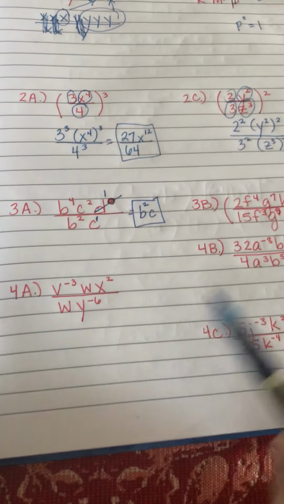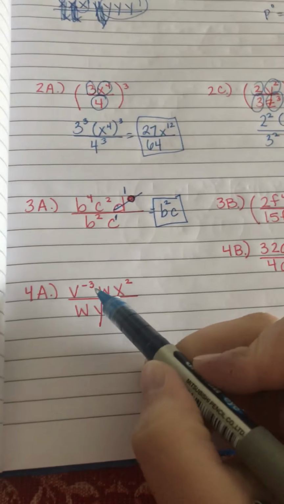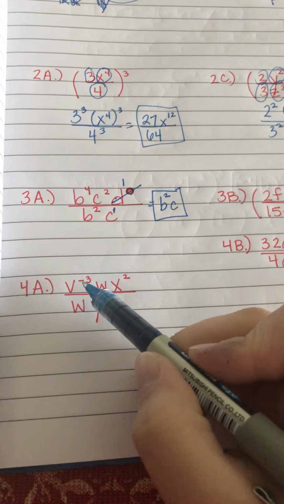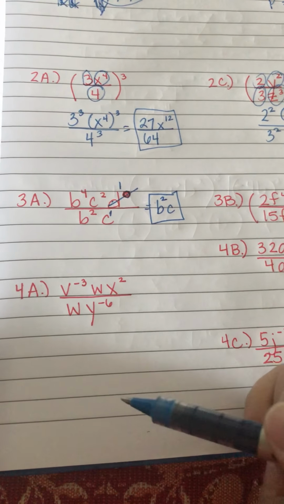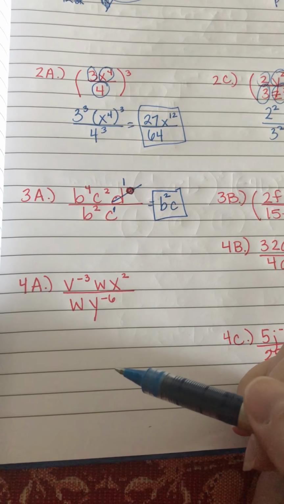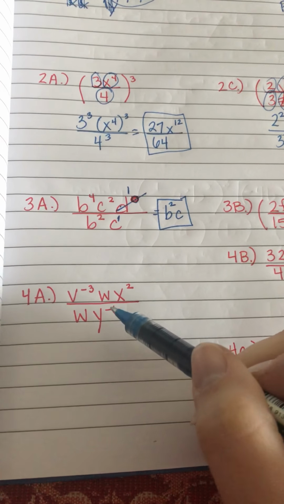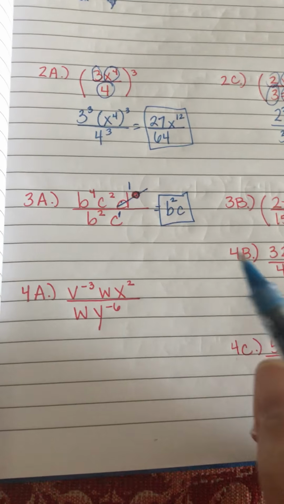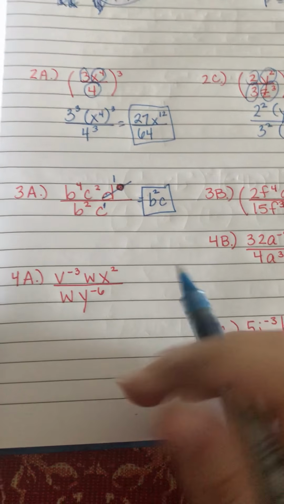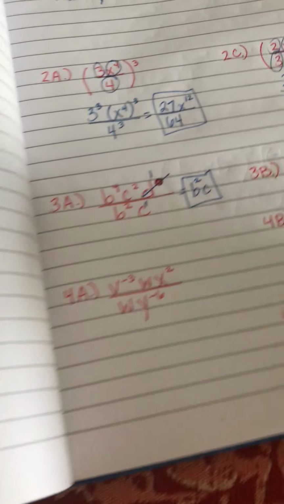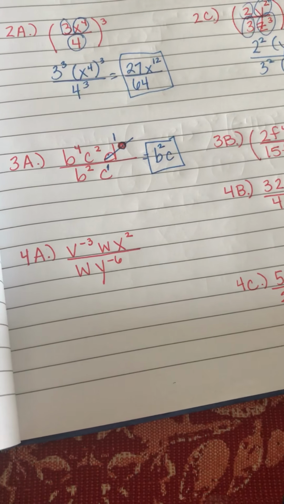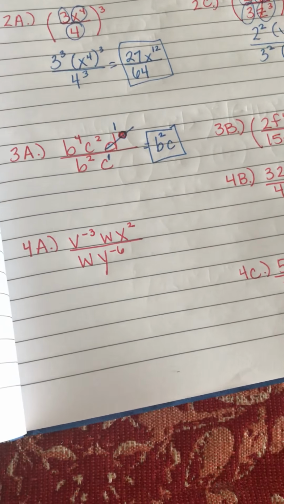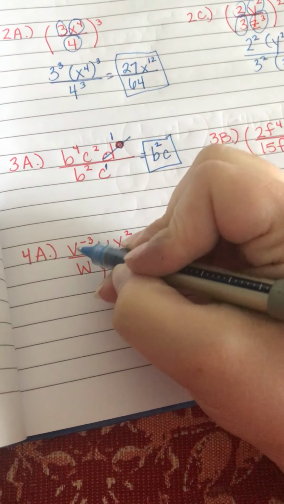The negative exponent rule is a little trickier. It says when you have a negative exponent, if it's in the numerator, you move it to the denominator and it becomes positive. If it's in the denominator, you move it to the numerator and it becomes positive. So the first thing I usually do is make all my exponents positive before I start subtracting or adding or anything like that.